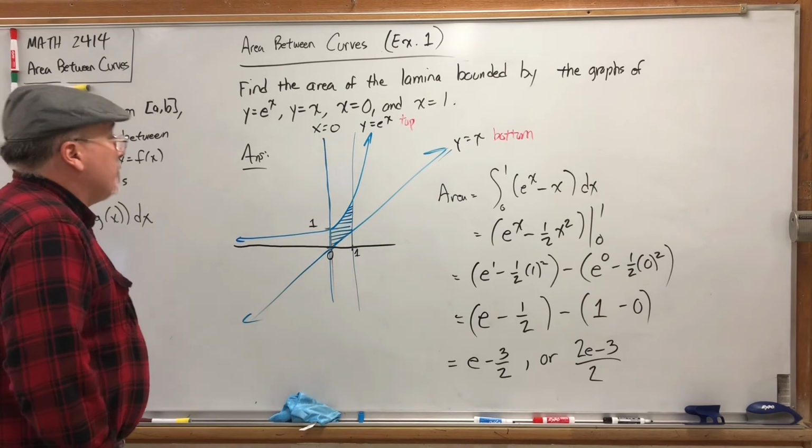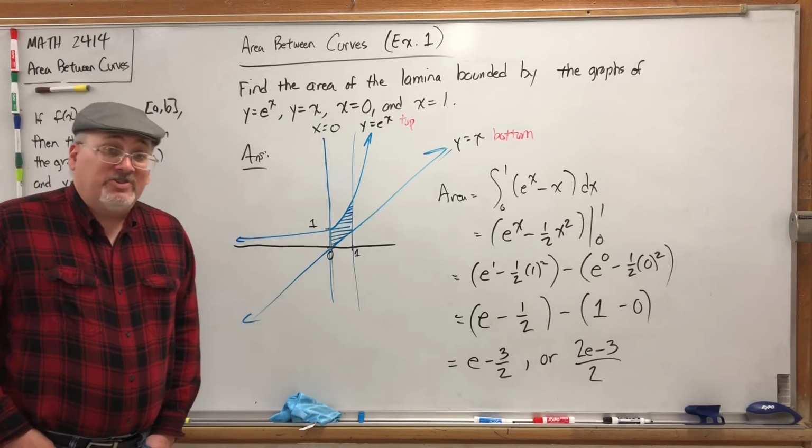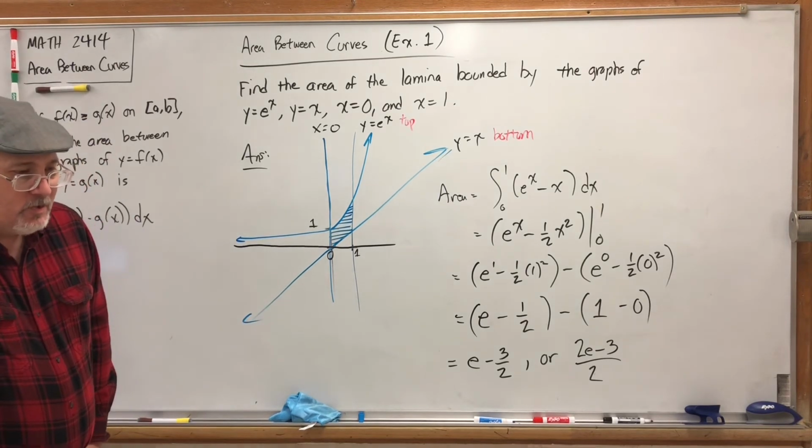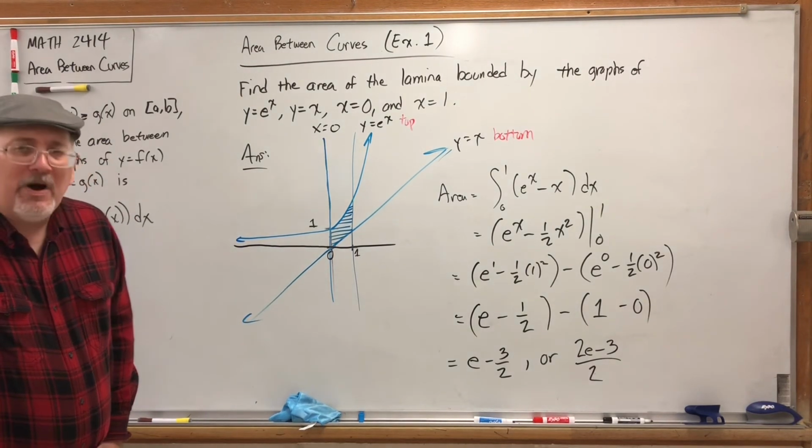So yeah, finding the area between two curves is just doing the integral of the difference of the top minus the bottom over the correct interval of x values. So what could possibly go wrong?